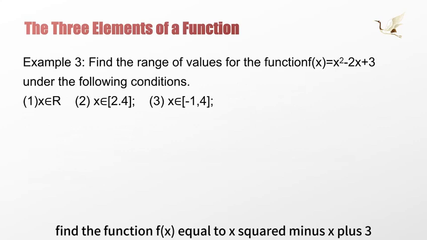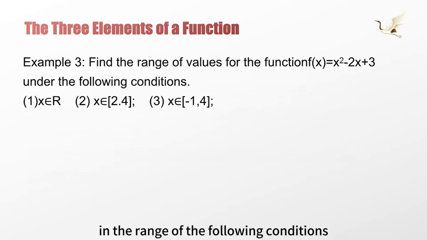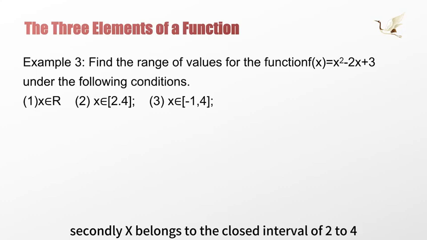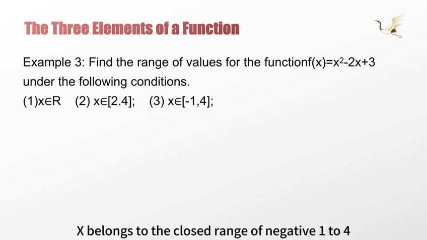Find the range of the function f(x) equal to x squared minus x plus 3 under the following conditions. Firstly, x belongs to R. Secondly, x belongs to the closed interval of 2 to 4. Thirdly, x belongs to the closed interval of -1 to 4.